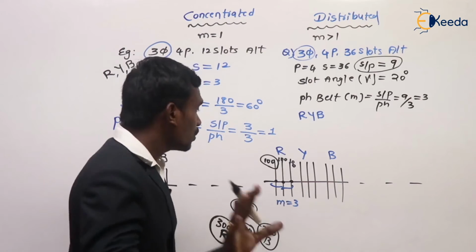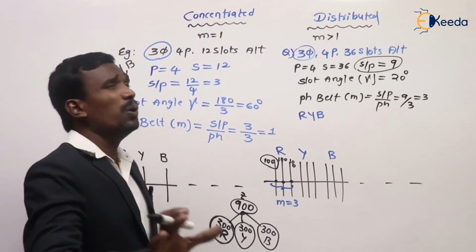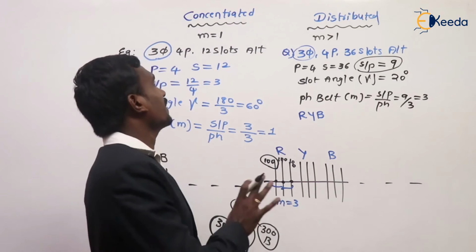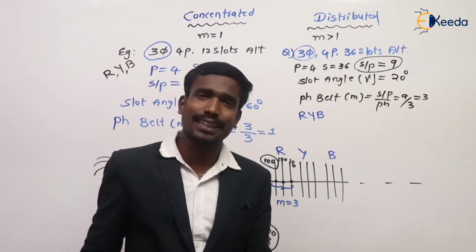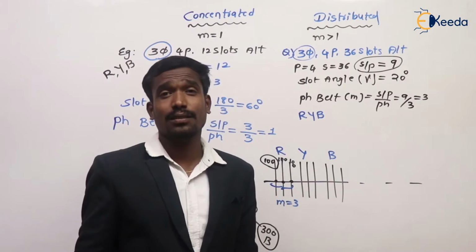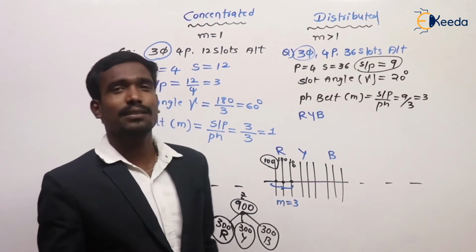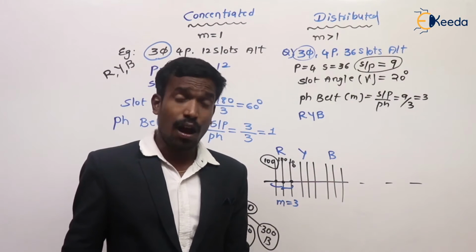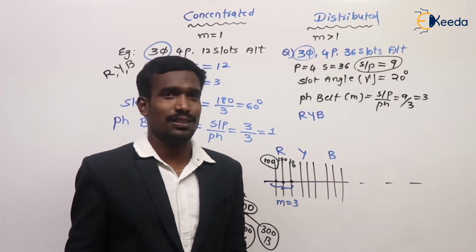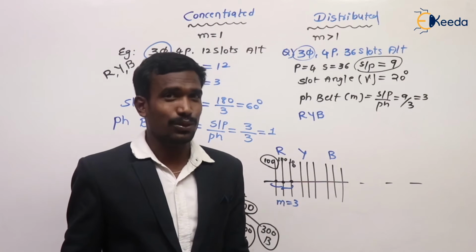Getting or not? So up to this, I have given you the difference between concentrated and distributed windings and an example. Now, what is our aim? We have to eliminate the harmonics. How can we eliminate the harmonics? Let's see about that.